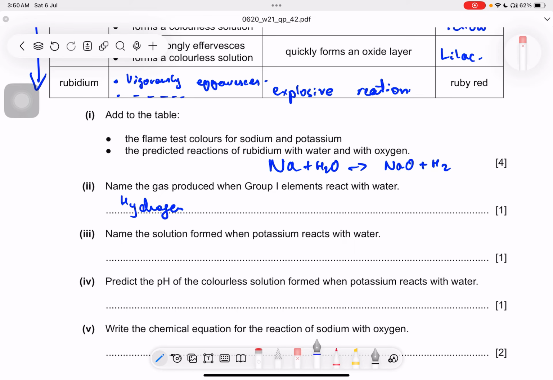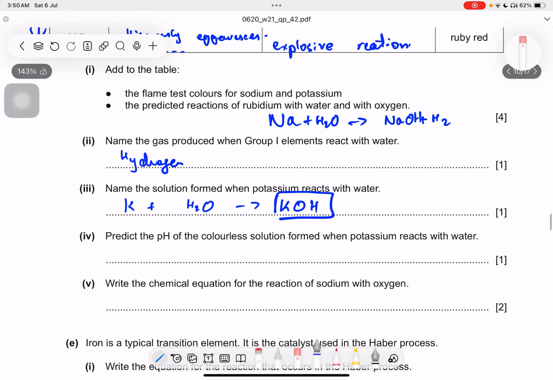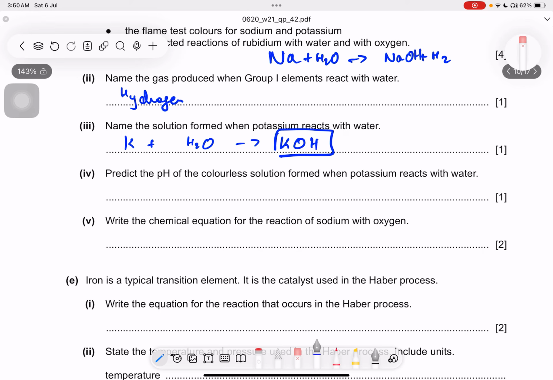So potassium hydroxide, or both. This is sodium. Name the solution formed when potassium reacts with water. So potassium plus water will produce potassium hydroxide solution. They're saying predict the pH of the colorless solution formed when potassium reacts with water. So it is hydroxide, and so it should be basic because it is a metal oxide. So pH is greater than 7, so 10, 11, anything.